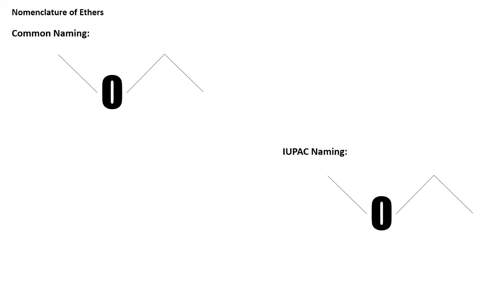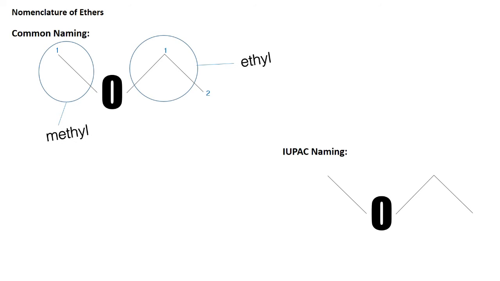Now let's have a more difficult one. There are two carbons in this alkyl group, which gives us ethyl. And one carbon over here, which gives us methyl. The substituents must be arranged alphabetically. Thus, it will be named as ethyl methyl ether.